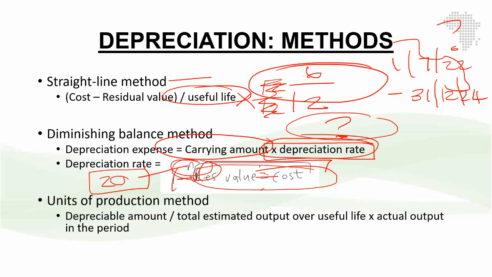This is only if you are not given your depreciation rate. If you are given the depreciation rate, the question will tell you we use the diminishing balance at 20% per year or 15% per year. Then if that percentage is given, you do not have to go and calculate this. It's only if this is not given to you that you first need to calculate your depreciation rate before you can calculate your depreciation expense for the year.